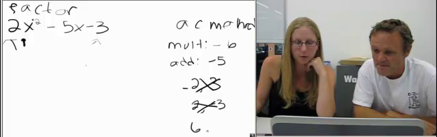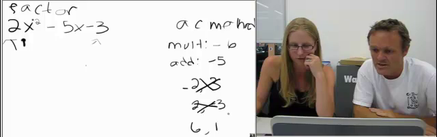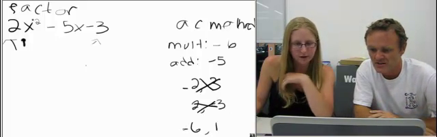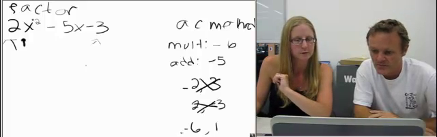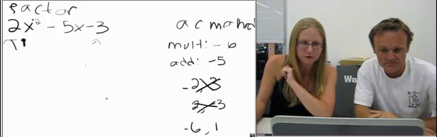So 6 times 1. But remember, we need to multiply to negative 6. So one of them's got to be negative. Which one's going to have to be negative? Well, we need to get to negative 5, so more negatives. Let's put the negative on the 6. So negative 6 plus 1 is negative 5. Negative 6 times 1 is negative 6. Okay, great. Excellent.